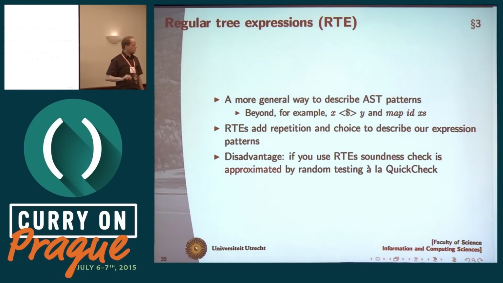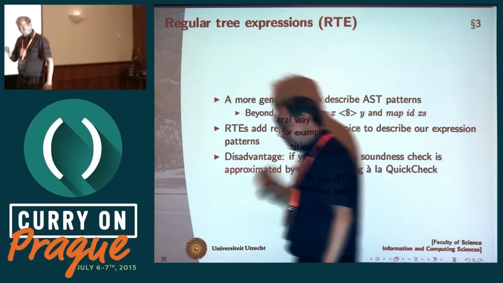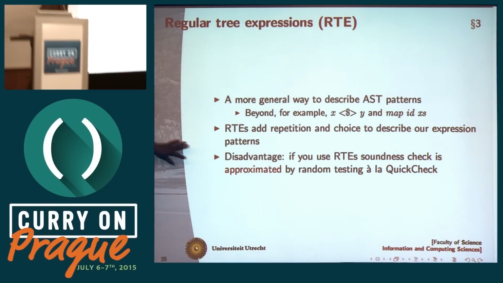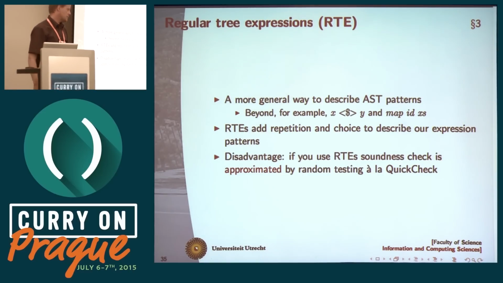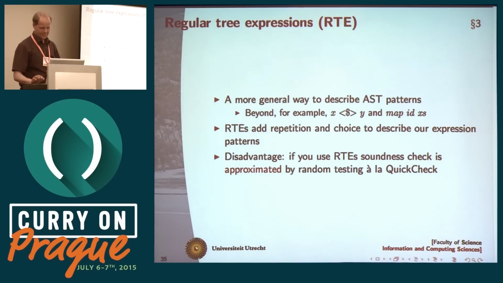There is already a disadvantage. So when I use Helium, I get a complete and sound check for my specialized type rules. Here, I have to resort to something like QuickCheck. And it turns out Haskell reviewers at the Haskell Symposium really don't like it if the type system is checked by QuickCheck. They really don't like it.